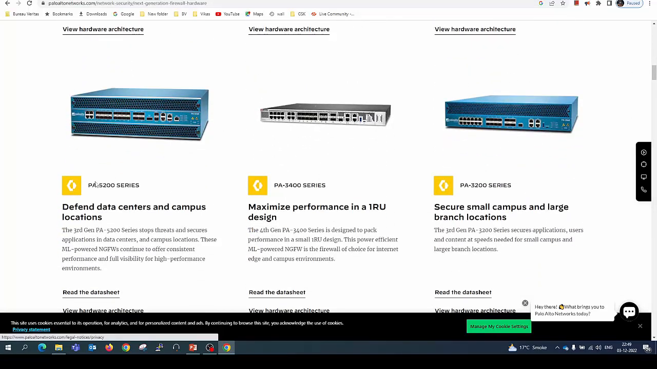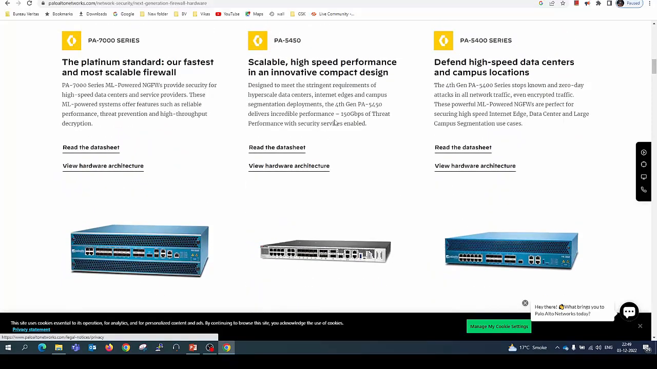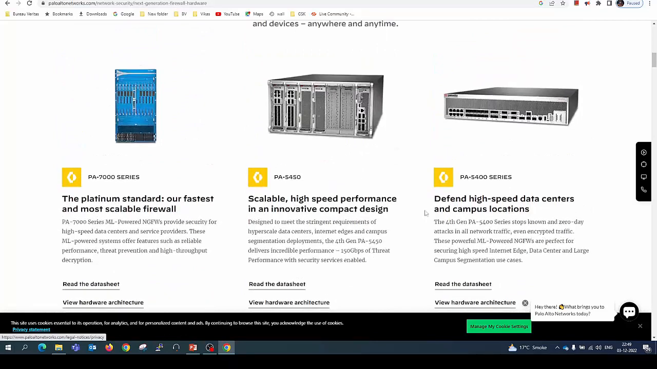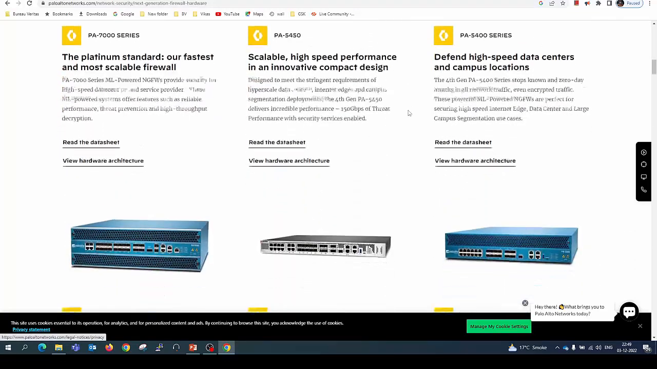Then we have this 5200 box. Then we have this 3400, 3200 box. So generally, in industry, very often you will see these boxes, 3200 or maybe 3400. Okay, in the data center you'll see this 5200 or maybe 5400. These are very big chassis which you hardly see in the environment. All right.